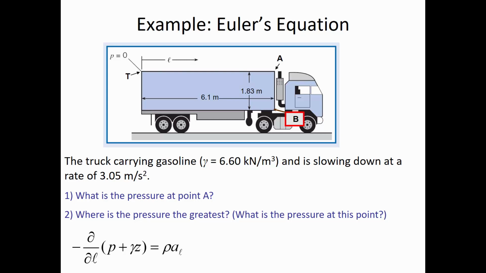What was that written rule? The written rule was pressure increases in the opposite direction of acceleration. So the acceleration here is backwards, since the truck is slowing down. What that means is the pressure will increase in the opposite direction. So if the truck is accelerating to the left, then the pressure will increase to the right.